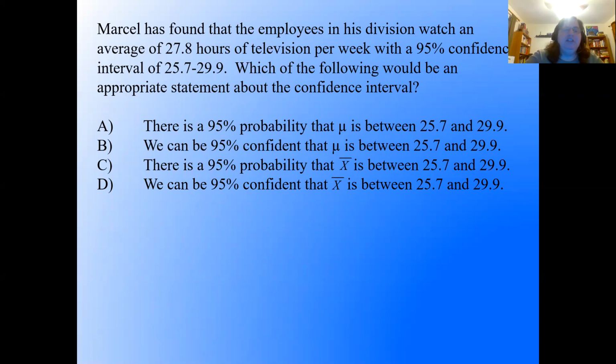And I will tell you now that the answer is B. We can be 95% confident that mu is between 25.7 and 29.9. So whenever we're talking about confidence intervals, we're talking about the word confident, look for that. And we're always trying to estimate mu. We're not trying to estimate X bar. We were given X bar in the calculation of the confidence interval. We're trying to estimate mu.